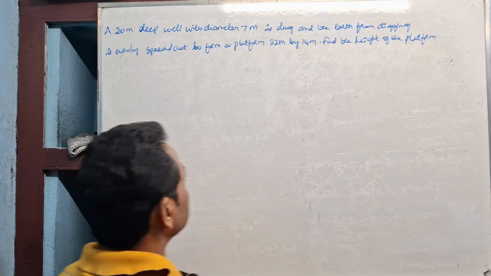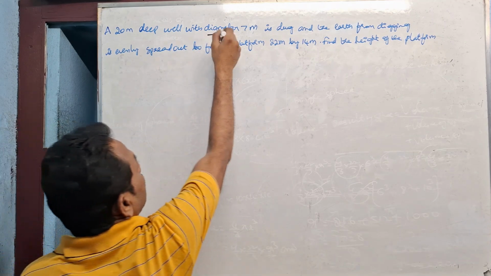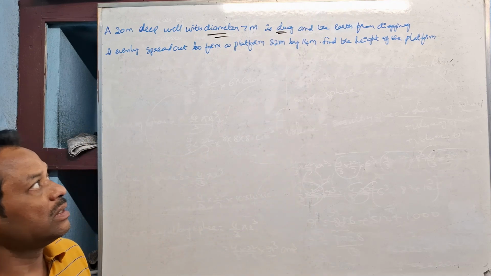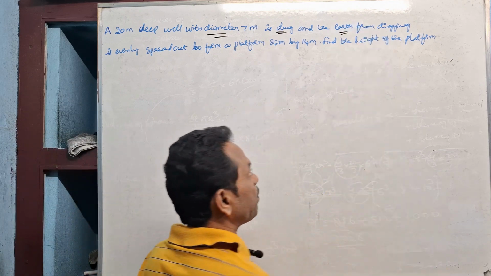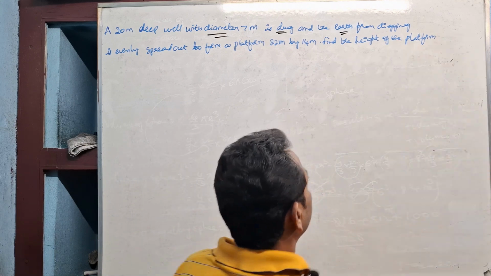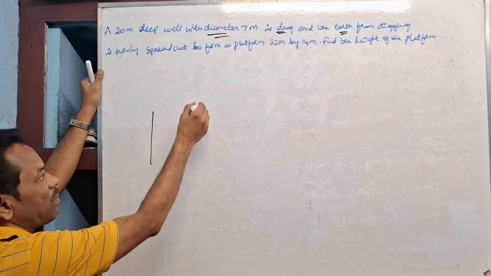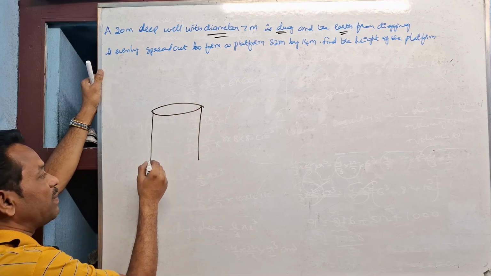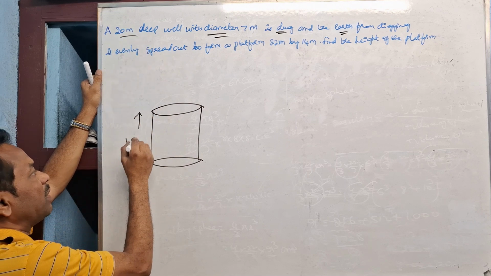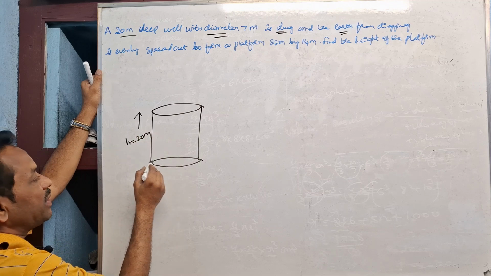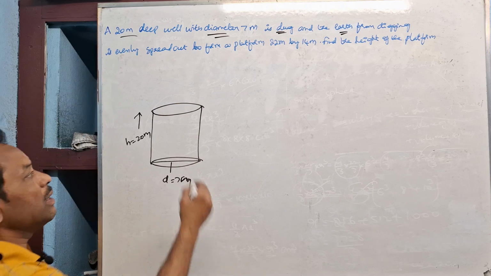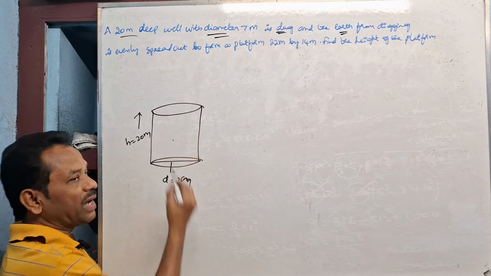Next, in this question it is given that a well is dug, and by digging the well we get some earth. That earth is made into a platform. The platform will be of cuboid shape, and I want the height of this platform. Now look at this, the well is in the form of a cylinder. Remember, a well will always be in the form of a cylinder. The depth, that is the height of the cylinder, is given here, and the diameter of the cylinder is given here. Given that by digging this well, we get some earth.